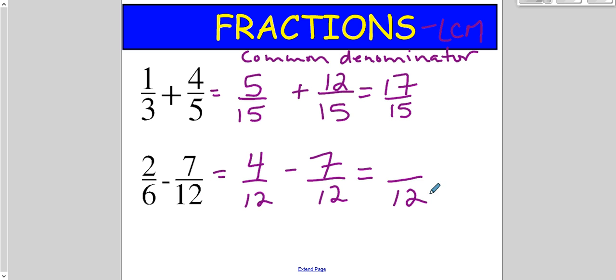Again, once you have your common denominator, it stays the same. Your numerators, though, you're going to subtract. 4 minus 7, which is a negative 3. So negative 3/12. And I can see from there that both of these numbers are divisible by 3. So I could actually write that in lowest terms as negative 1/4. All right.